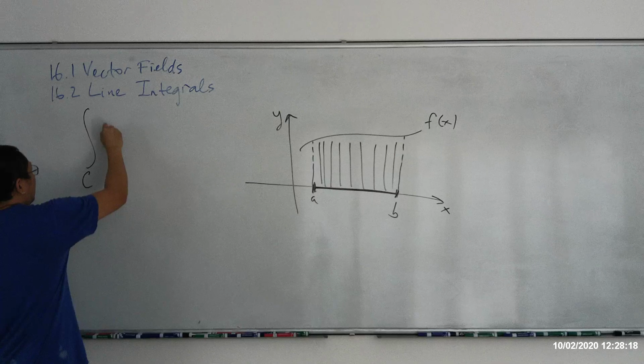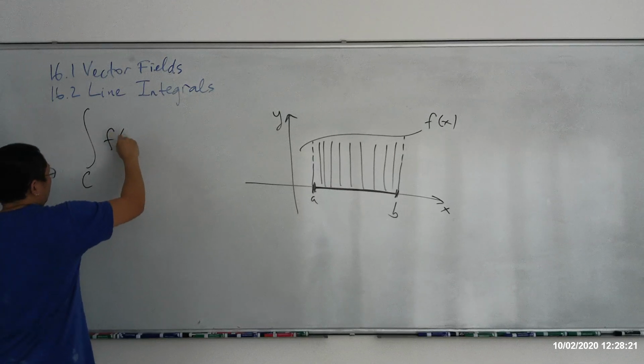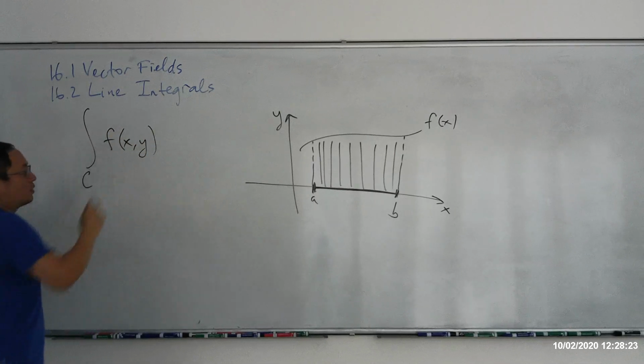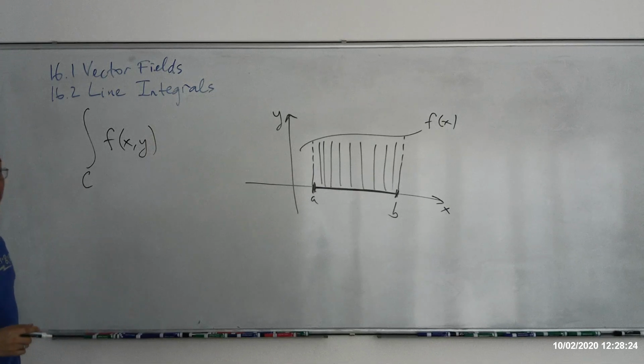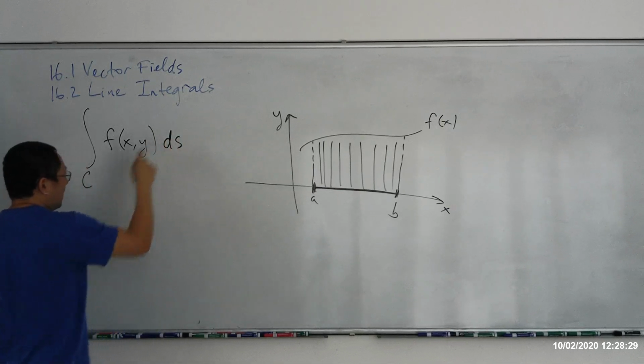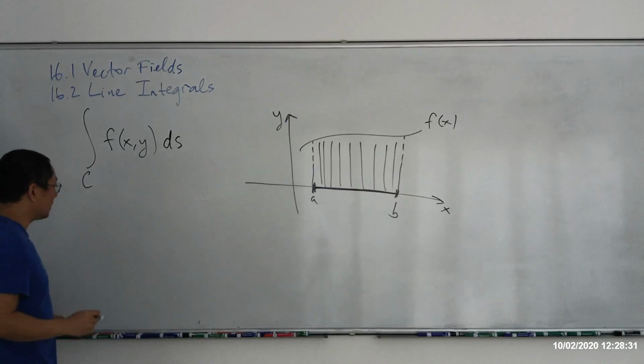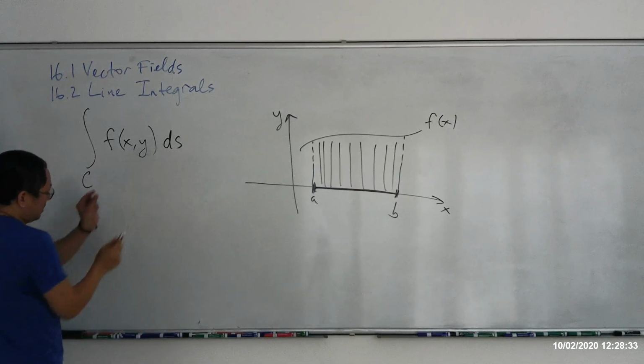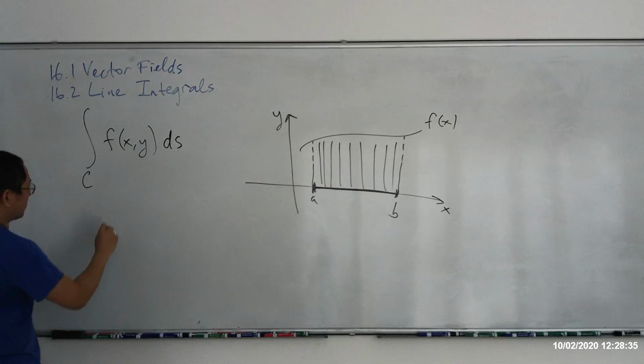All right? F, let's do 2 variables for now, but I claim that the idea is going to apply the same way to 3, 4, 5 variables. ds, okay? C is a curve right here. ds is a little change on the curve. So let me try to draw in 3D.